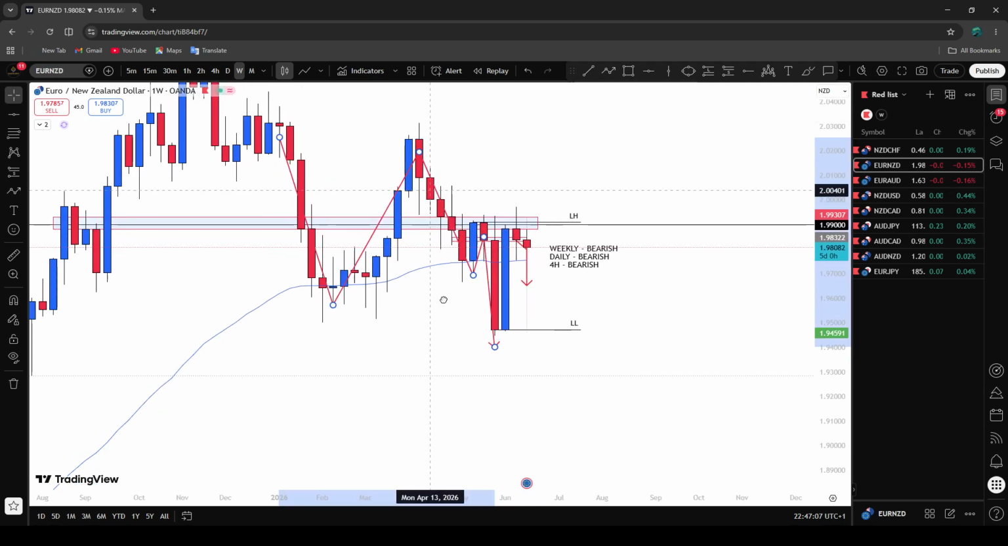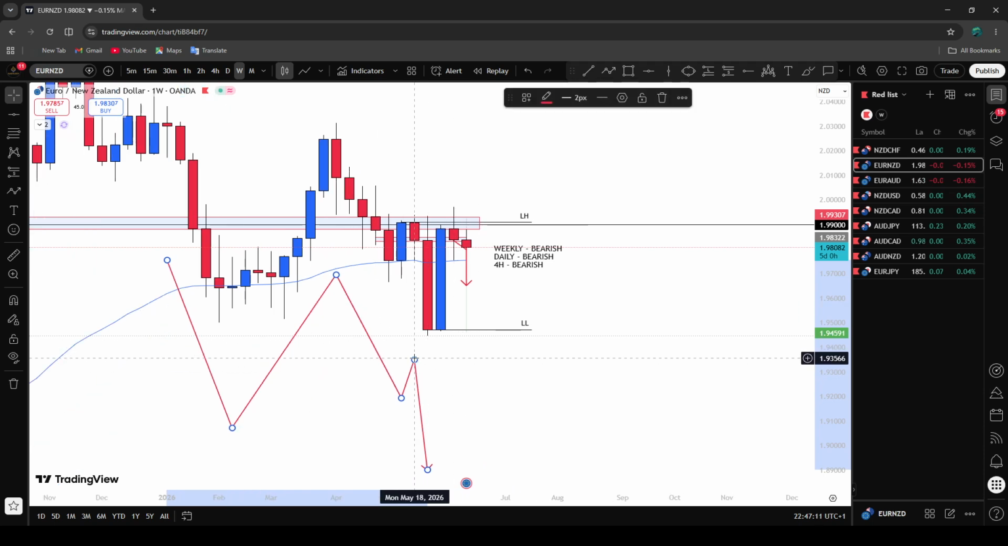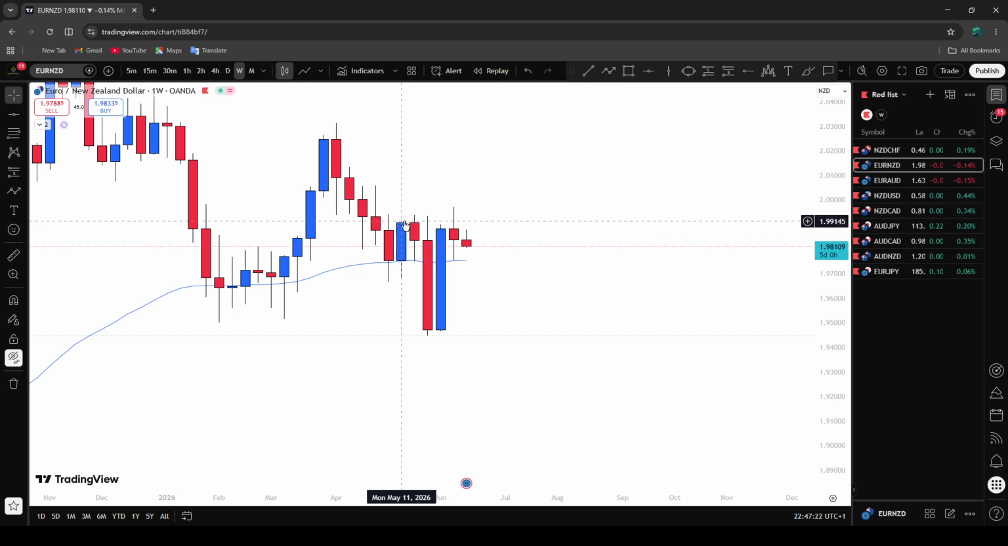Let me bring it down. So price has not closed above this to create a higher high. So we are still in between this zone. You can see we are still in between this zone. If I do it like this, we see it clearly. We are still in between this zone.